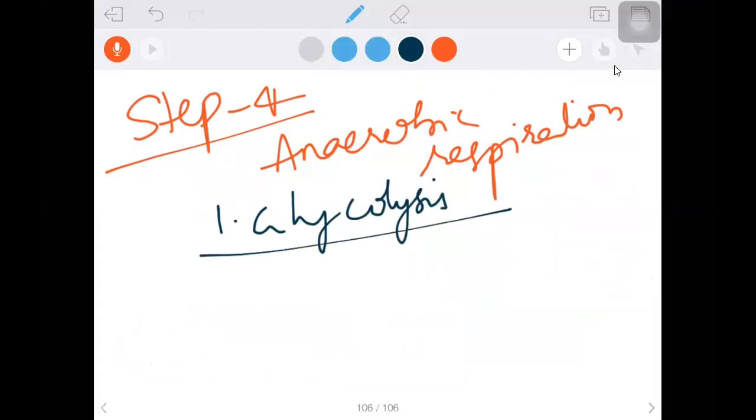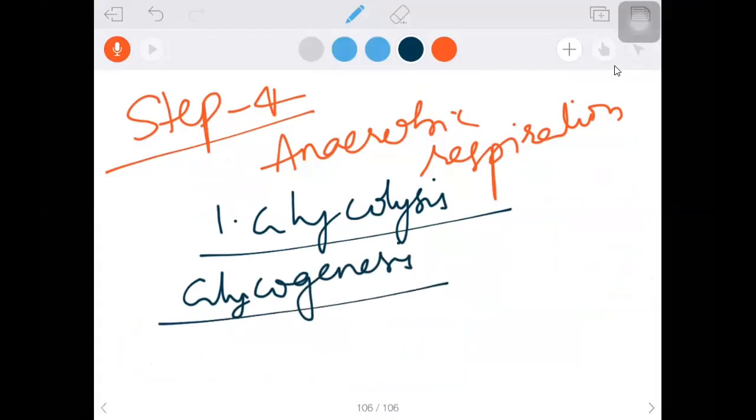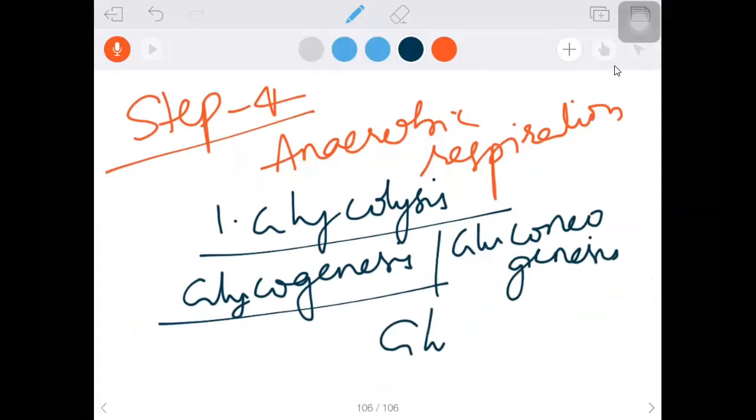I'm giving this in the zoology context. Only glycolysis, anaerobic respiration, because there is no need of oxygen. That's why it can still happen. Here glycogenolysis occurs, that means conversion of glycogen into glucose, or gluconeogenesis occurs, which means formation of glucose from sources other than carbohydrates. We are ready with glucose by glycogenolysis or gluconeogenesis.